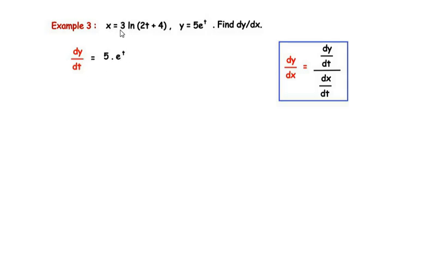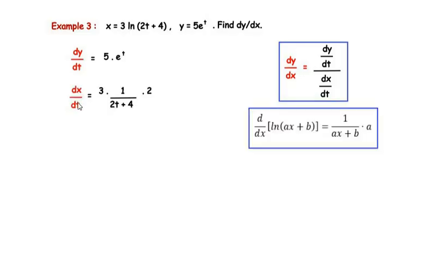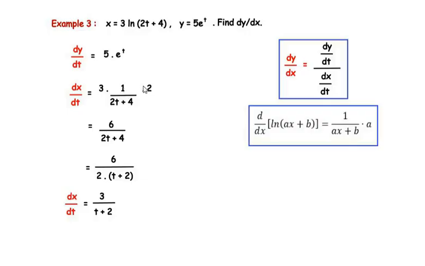Now let us differentiate x with respect to t. So dx by dt is equal to, now we have written the constant same, that is 3 times. Now for the differentiation of ln function, we have used this formula, that is d by dx of ln ax plus b. Now in place of x you can replace t now. So this will be equal to 1 over ax plus b times a. So using this formula we get the differentiation of ln function with respect to t as 1 over 2t plus 4 times 2. Now 3 times 1 times 2 gives us 6 over 2t plus 4.